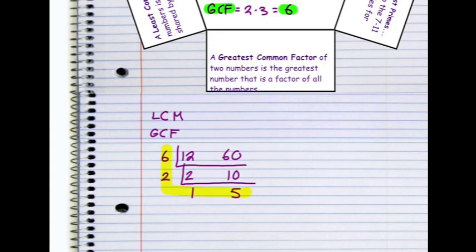And I'll know that my LCM equals 6 times 2 times 1 times 5, which 6 times 2 is 12, times 5 is 60. And my GCF is just going to be the vertical numbers, so 6 times 2 equals 12. One more example. We'll look at the numbers.